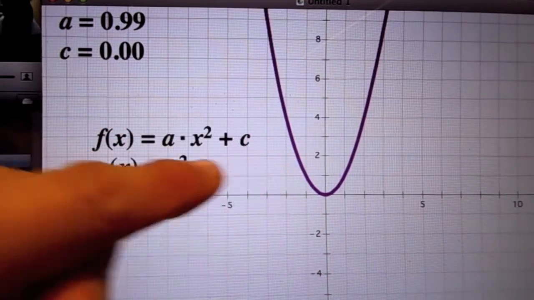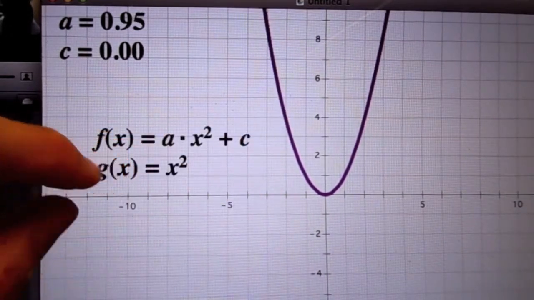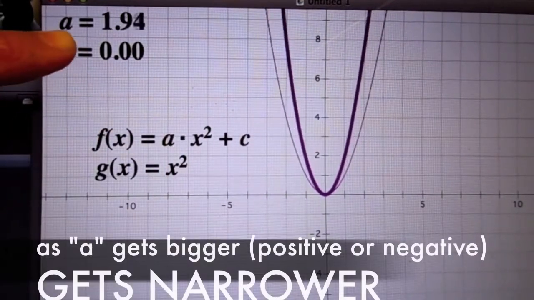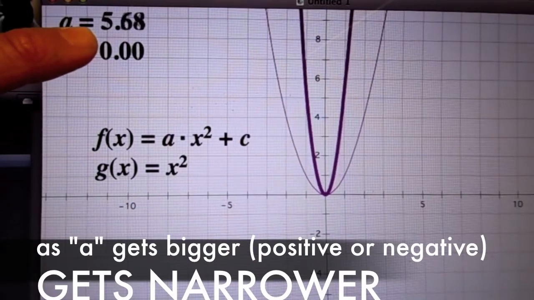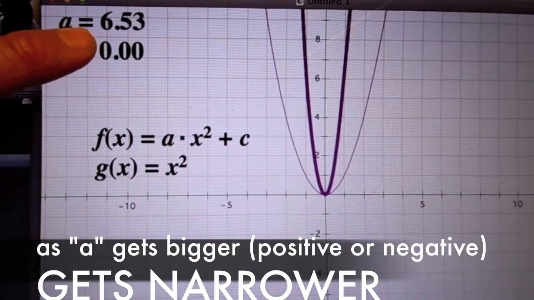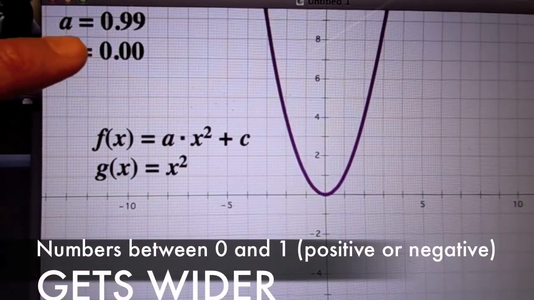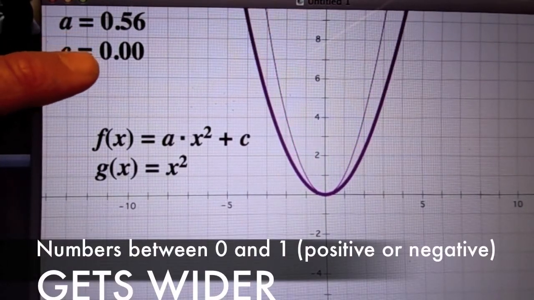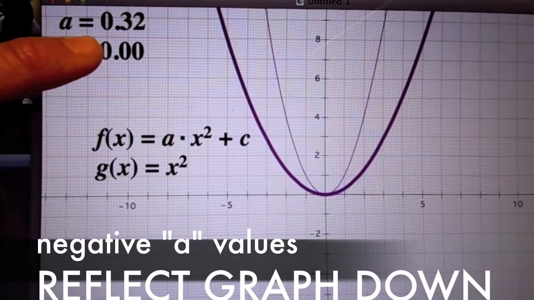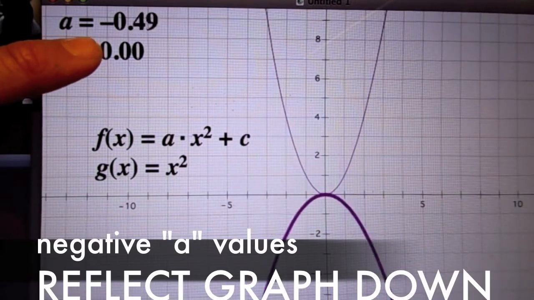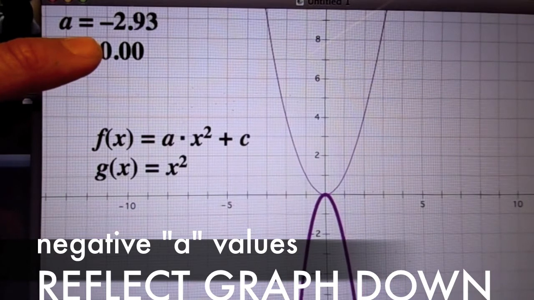So a and c are numbers. So let's see what happens if I change the a value. As I increase my a value compared to the parent function, it gets more and more narrow. And as I decrease it in between 0 and 1, it gets wider than the parent function. And if it becomes a negative, it flips.